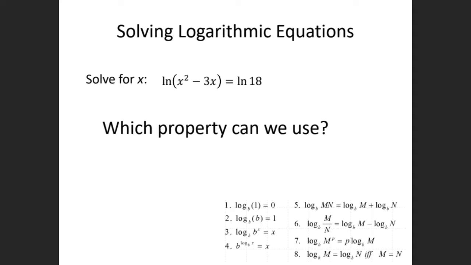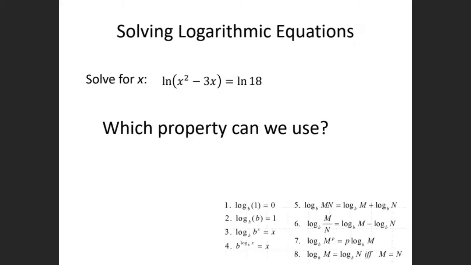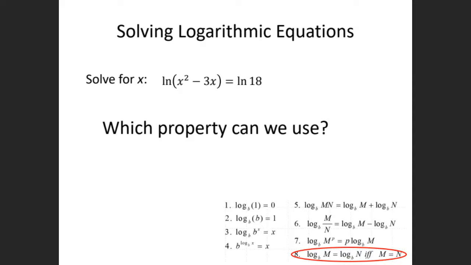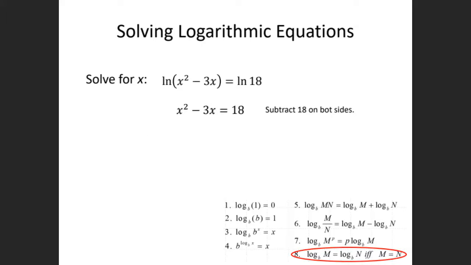All right, let's look at this one. Can I apply my one-to-one property? Well, the answer would be yes. This is the natural log. The natural log is the same as a log, with base e. So I'm going to use my one-to-one property, and for these two logs to be equal, my inputs have to be equal. So x squared minus 3x is equal to 18.